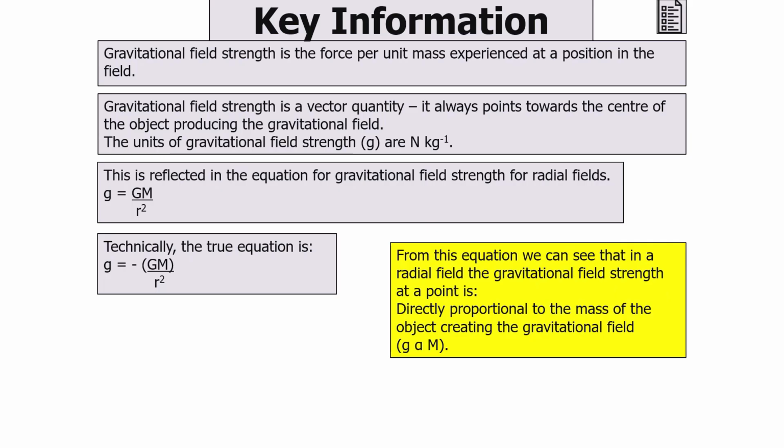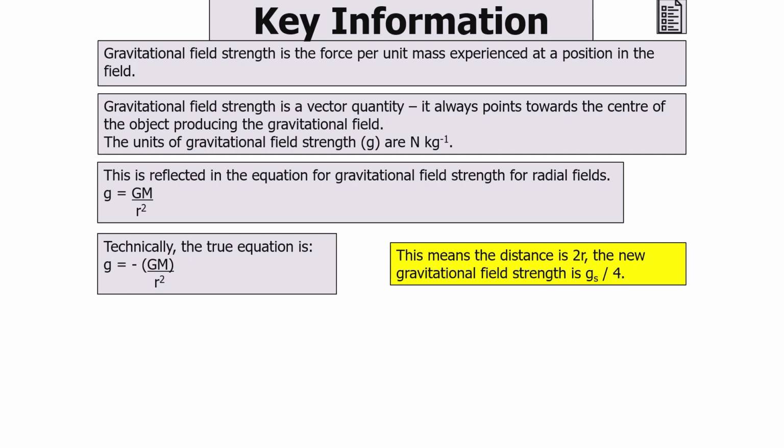So, from our equation, we can see that for a radial field, the gravitational field strength at a point is firstly directly proportional to the mass of the object creating the gravitational field. But it's also inversely proportional to the square of the distance from the centre of mass of the object. This means that when the distance is 2r, the new gravitational field strength is g over 4. When the distance is 3r, the new gravitational field strength is g over 9. And when the distance is 4r, the new gravitational field strength is g over 16.